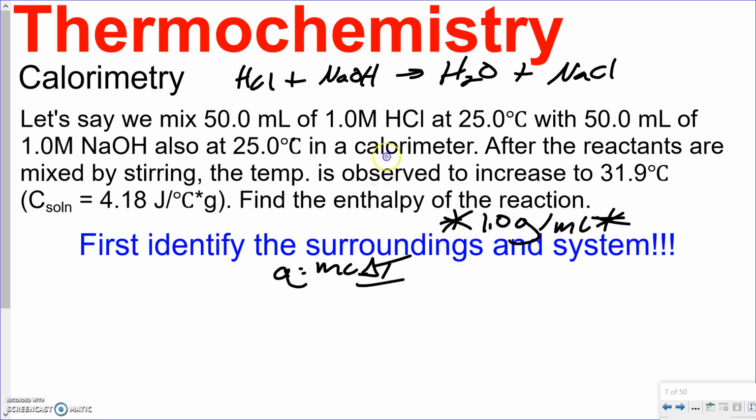So what we need to recognize is that if we have 50 milliliters of hydrochloric acid and 50 milliliters of a sodium hydroxide solution, we have 100 milliliters altogether. For every 1 milliliter, we have 1 gram. So for 100 milliliters, we're going to have 100 grams of solution. Okay, specific heat capacity is 4.18. Again, this is true for pure water as well as most solutions. If there's a difference, they'll give it to you.